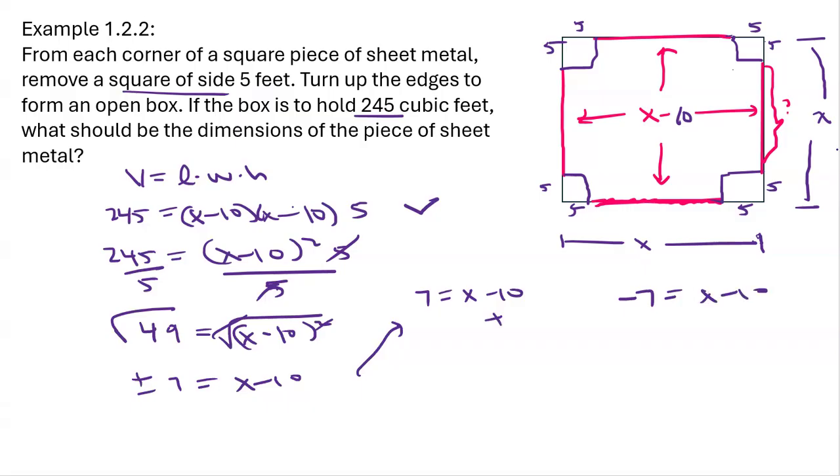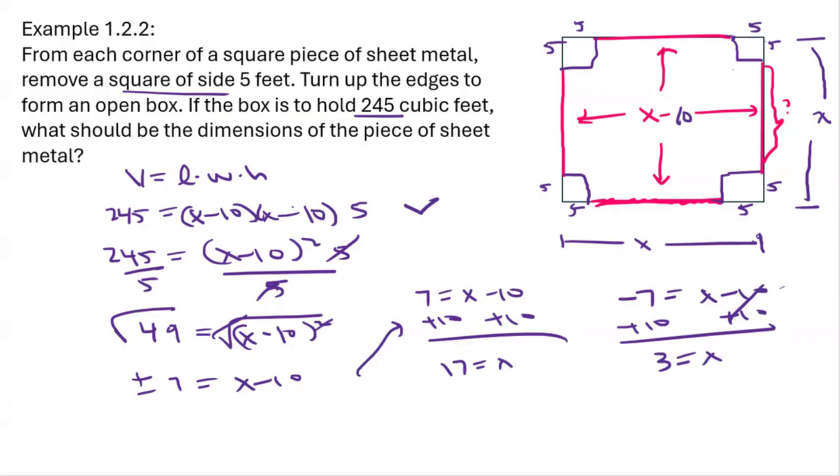Then we're going to solve. So we're going to add 10 to both sides. So 17 is equal to x. We're going to add 10 to both sides, and negative 3 is equal to x. All right, so again, it's pretty obvious that one's not going to work, because if we plug it back in here, it'll be 3 minus 10, which is going to give us negative 7. So that's not true. So this one only has one real solution, which is x is equal to 17, or 17 by 17, because they want the dimensions.